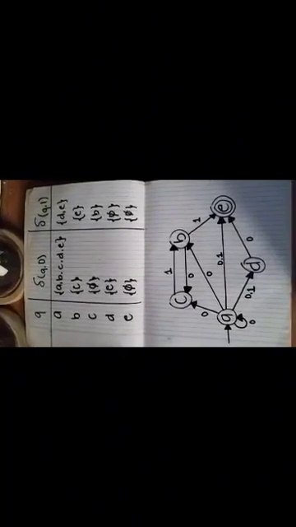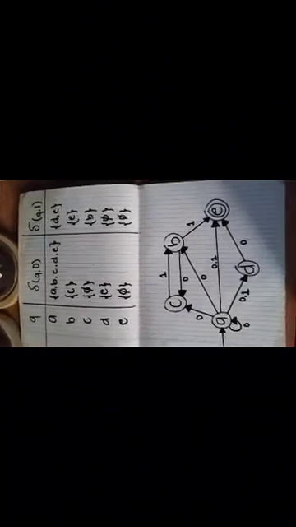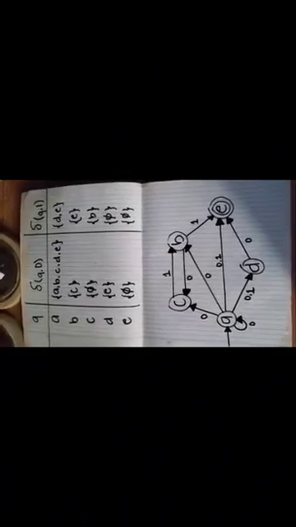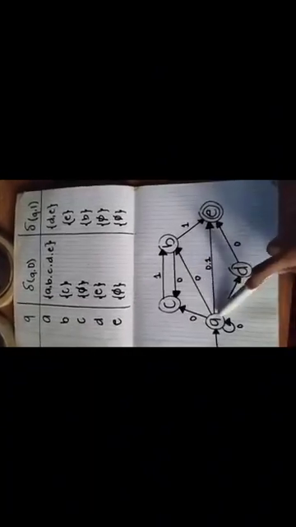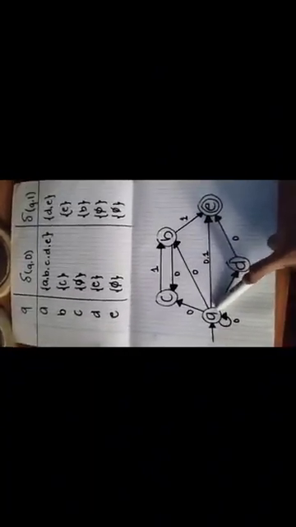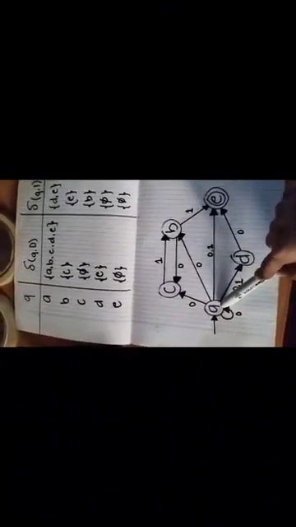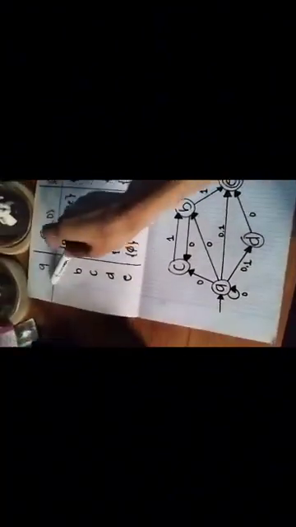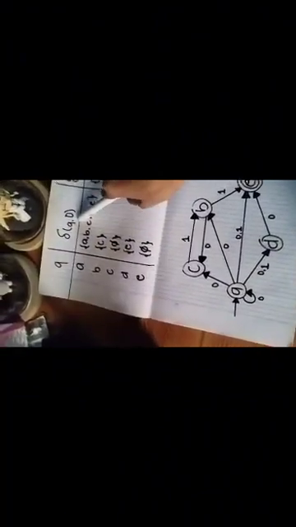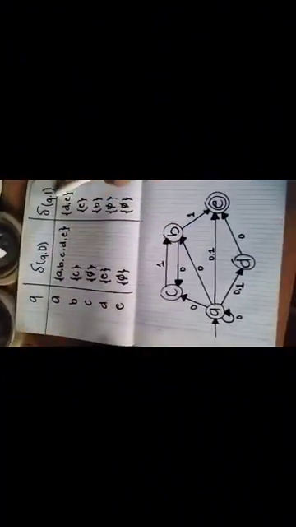This is an example of an NDFA. This is the start state and this is the final state. This is the state table, with state 0 and state 1.